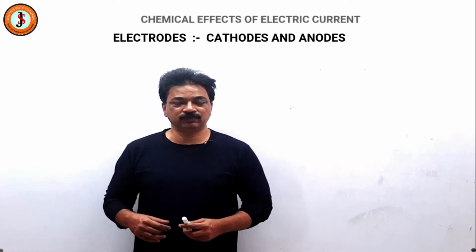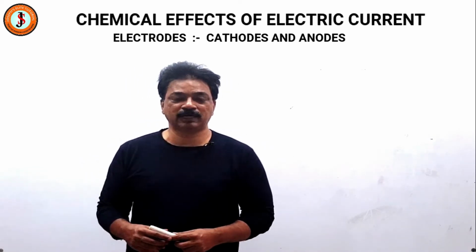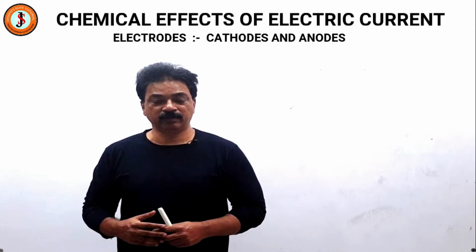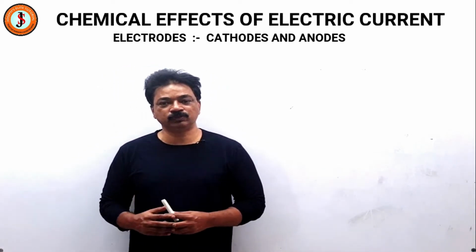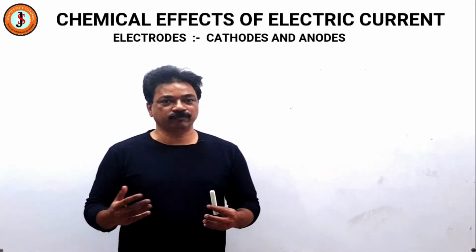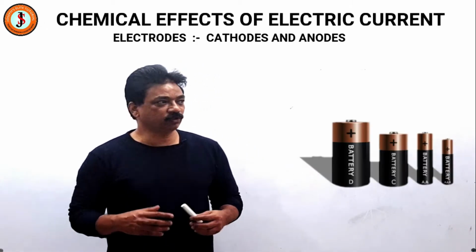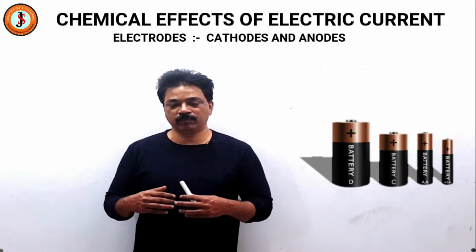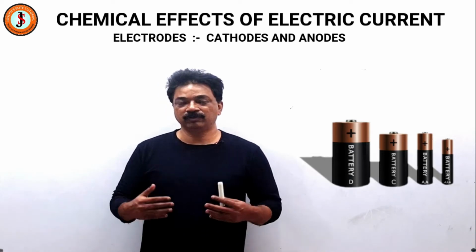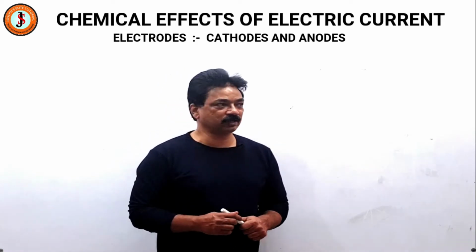Dear students, as we move on to the chapter Chemical Effect of Electric Current, we know that electricity is produced through a source, say for example a cell. So what do we understand about a cell when we use a little bit of chemistry over there? Let us have a look.